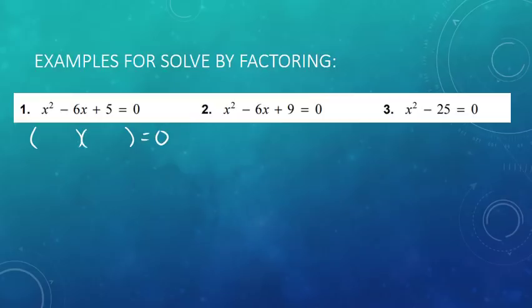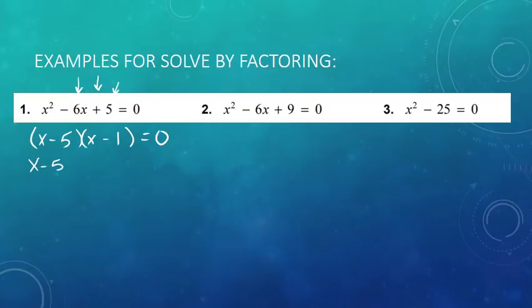This one has a equal to 1, which means I'm just going to start with x and x. I want the factors of 5 that add to give me 6. So factors of 5 that add to give me 6 will be 5 and 1. And I want it to be a negative 6, which means they both have to be negative.